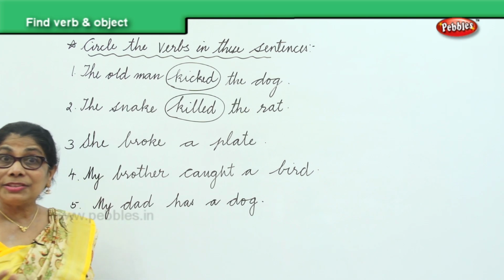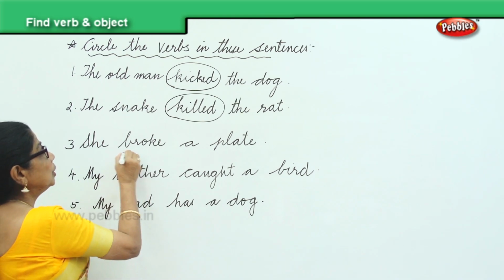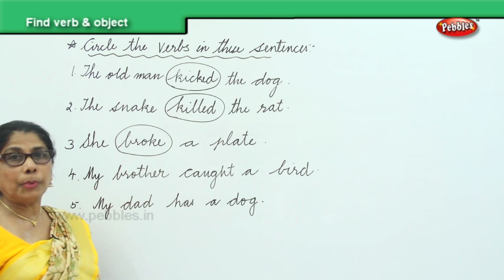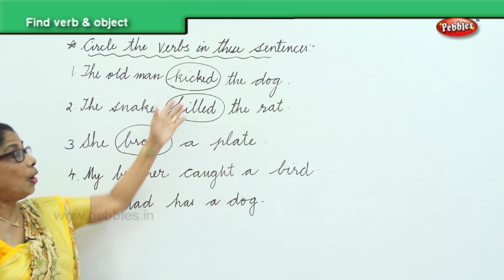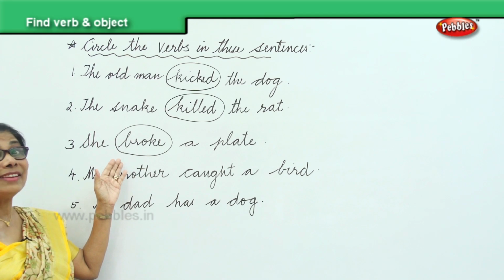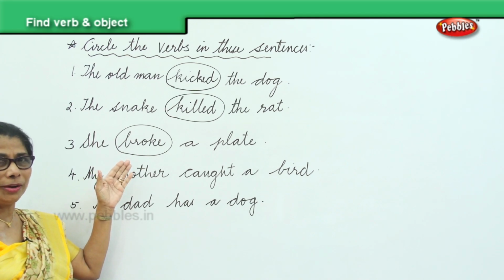Next we have, she broke a plate. She is the subject. What did she do? She did something. She broke. What object did she break? The plate. So you know how to identify the verb, the action that's going on.